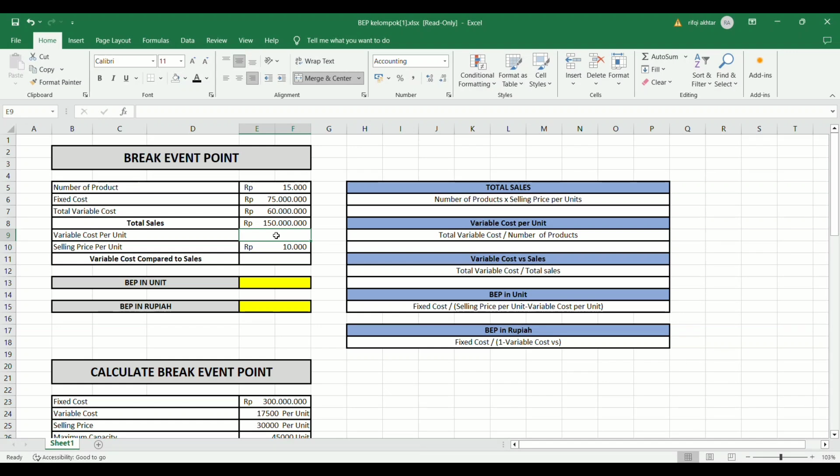Next, we calculate variable cost per unit. The formula is equal total variable cost divided by number of products, and then enter. Okay, next is variable cost compared to sales. The formula is equal total variable cost divided by total sales, and then enter.